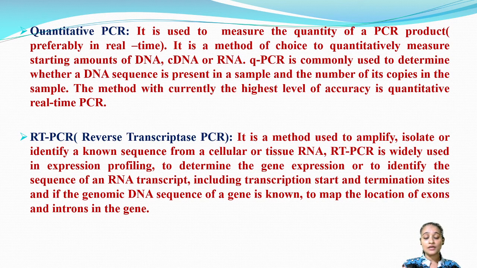In real-time PCR, you can also perform your gene expression studies to determine the gene expression or to identify the sequence of an RNA transcript, including transcription start and termination sites, if the genomic DNA sequence of a gene is known. So to map the location of exons and introns in the gene as well.